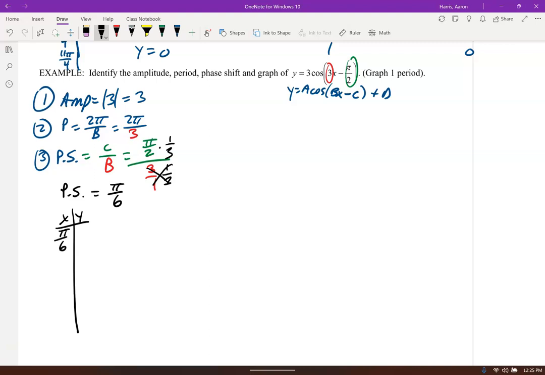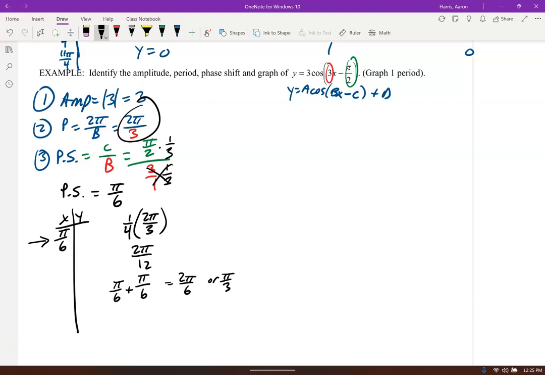That's my first one. Then I want to cut this period. Now notice my period is 2 pi thirds. Cut it in fourths. A fourth of 2 pi thirds is 2 pi over 12. Well, 2/12 is 1/6. So I want to go up by pi sixths. So pi sixths is my starting point. What's pi sixths plus that pi sixths? Well, that's 2 pi sixths or pi thirds.